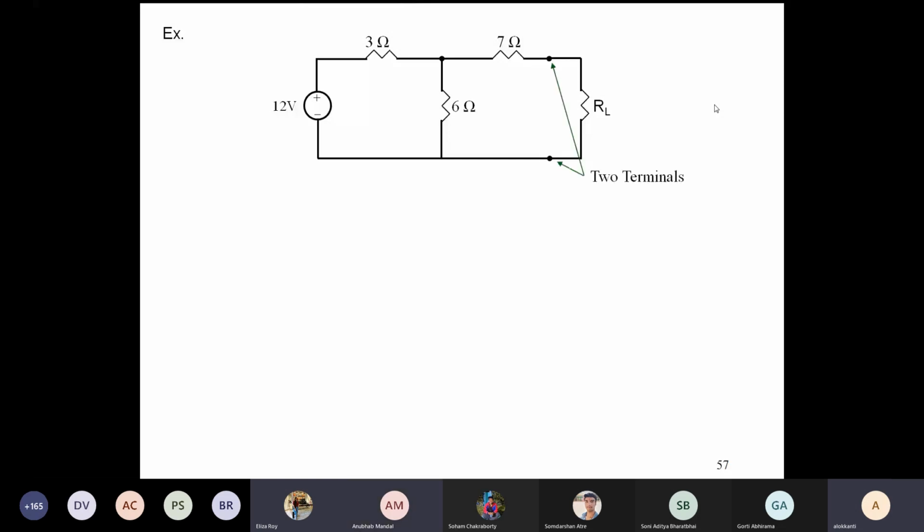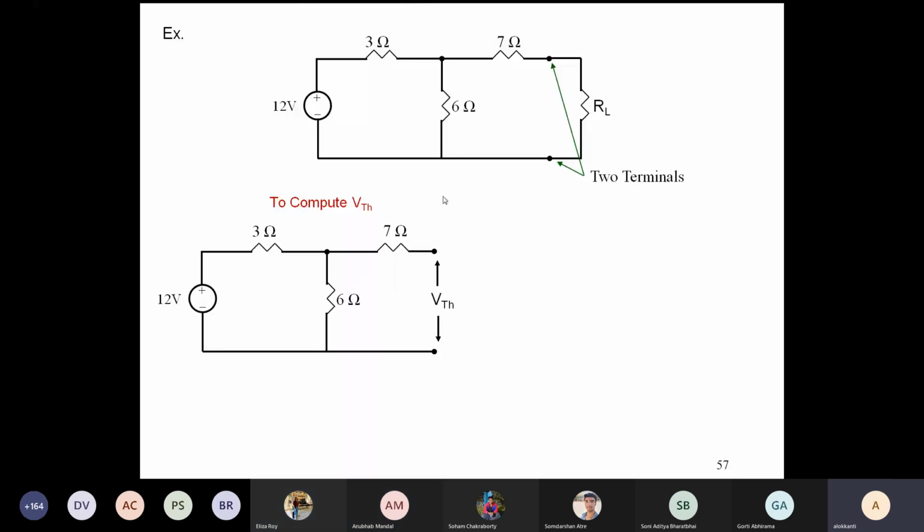So these are the two terminals across which we want to get the VTH and RTH. To compute VTH, what we have to do is remove the load resistance across these two terminals, and whatever voltage is there is basically the VTH. So what is your circuit? So basically this is the circuit.